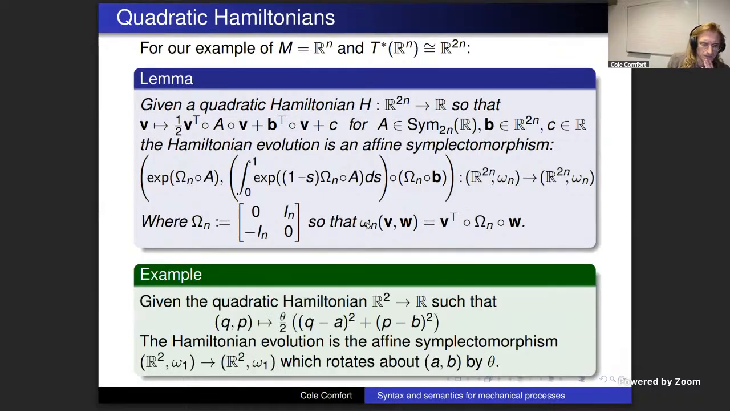So for example, if you take a quadratic Hamiltonian which does this kind of polynomial, like in our example before, where A and B were 0, then if you do this whole business with the exponentiation and so on, like above, then you'll get a rotation about the point AB in the plane.